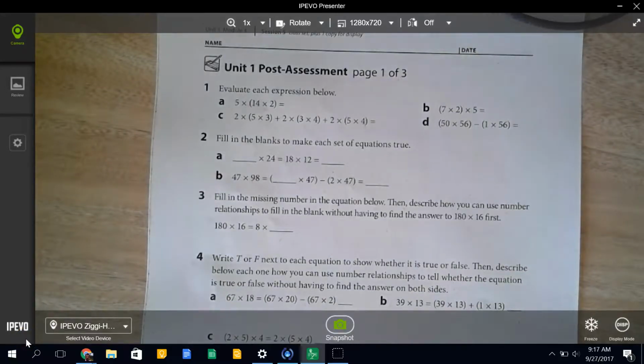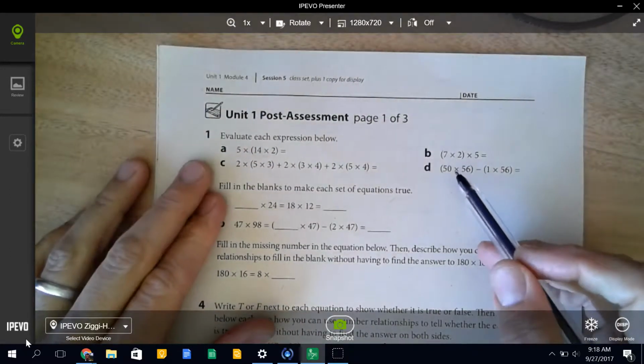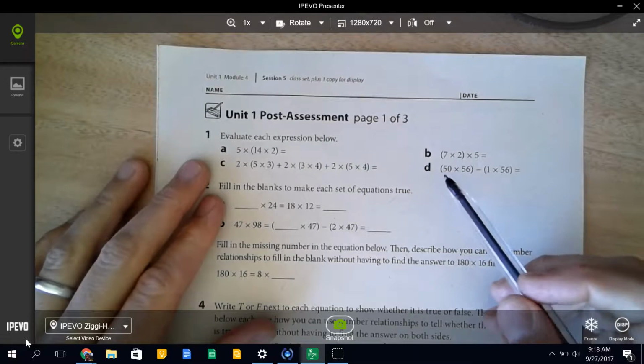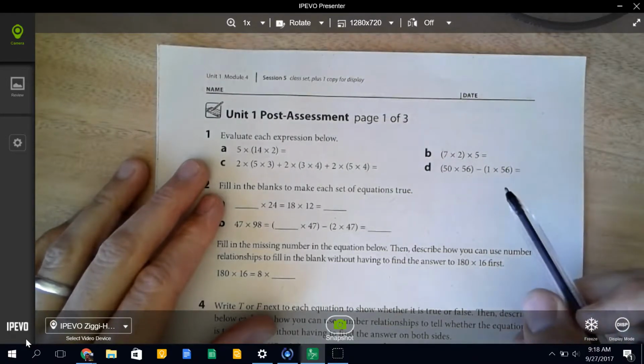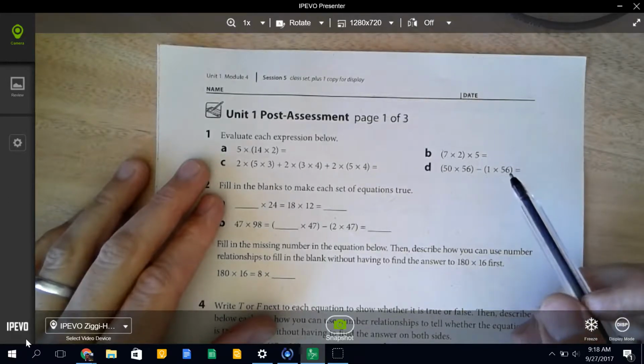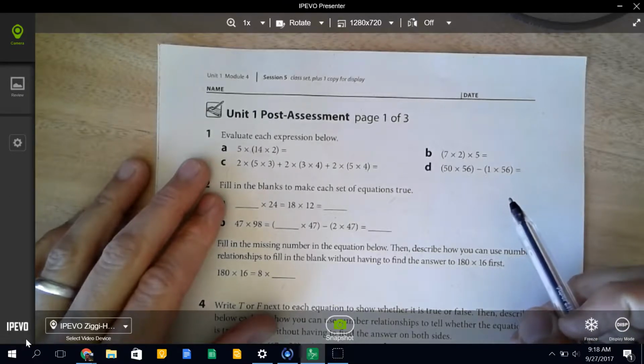So I'm going to go over the post-assessment here. One thing I've noticed that a lot of you don't do is make things easier on yourself. I really hope that you start playing with some numbers on your own time. Maybe that could be a goal for yourself on that sheet.